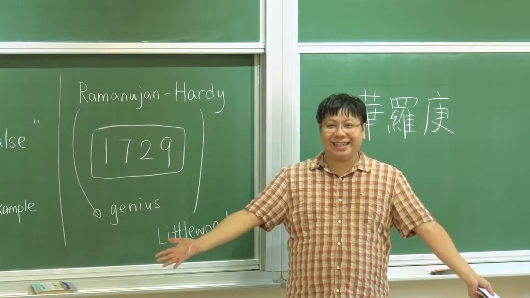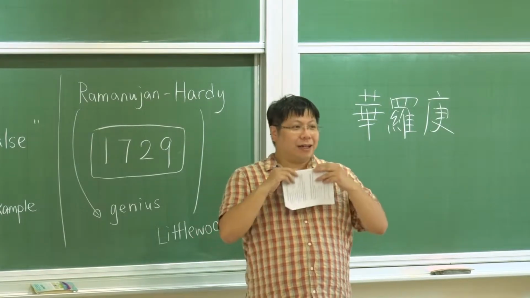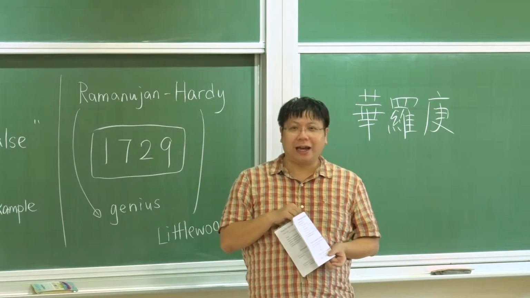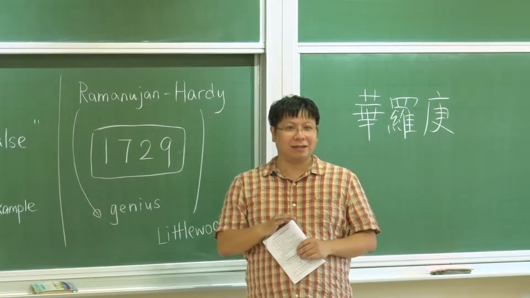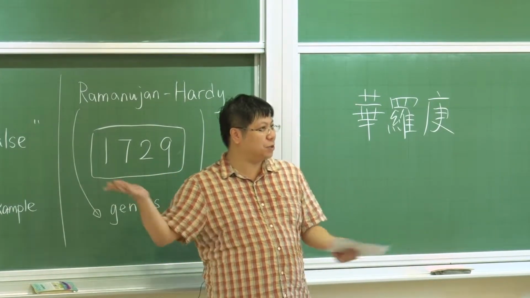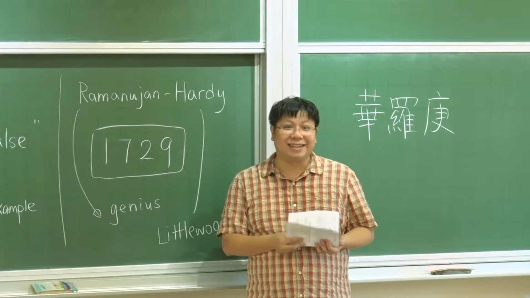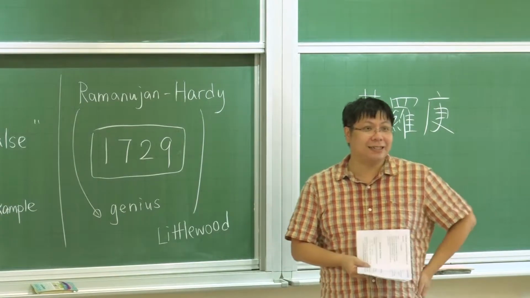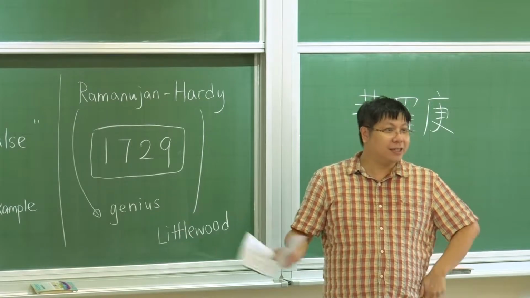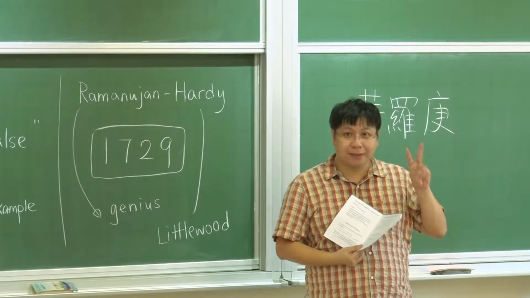He couldn't find anything. So he goes to visit Ramanujan and says, today I took a taxi to come visit you, and the license plate was so boring. The license plate is 1729. It's so boring, I can't find any interesting thing about this number. And Ramanujan immediately says, oh, no. 1729 is very special. It is the first number that can be written as the sum of two cubes in two different ways.